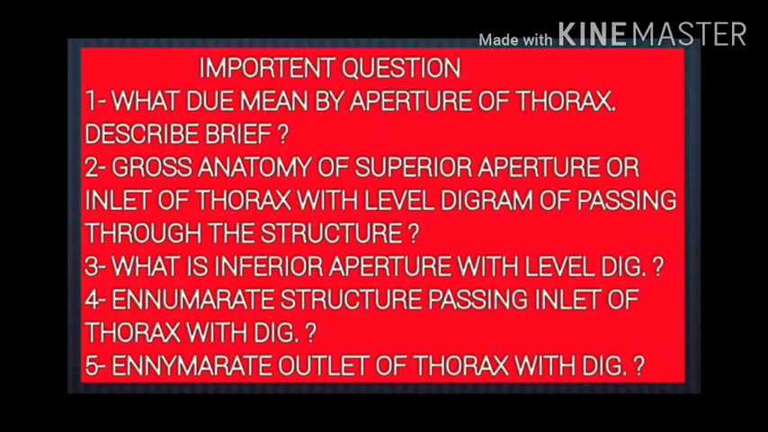So what are the important questions related to the thorax? First, what do you mean by the aperture of the thorax? Describe briefly. Second, describe the anatomy of the superior aperture or inlet of the thorax with a labelled diagram, and the structures passing through it. What is the inferior aperture, with a labelled diagram? Next, enumerate the structures passing through the inlet of the thorax with a diagram. And the last question is, enumerate the structures passing through the outlet of the thorax with a diagram. So these are the important questions related to the thorax.